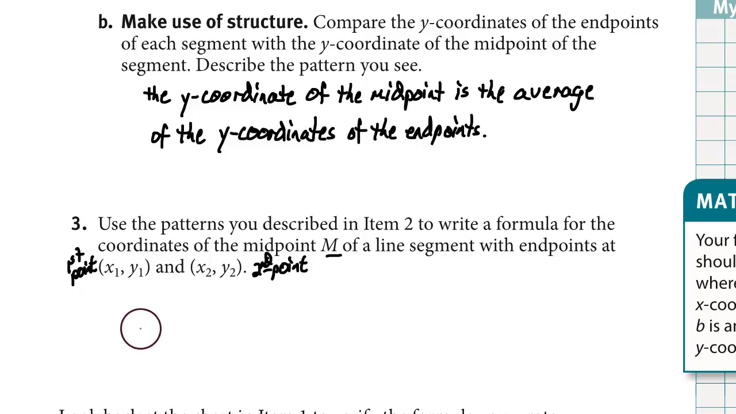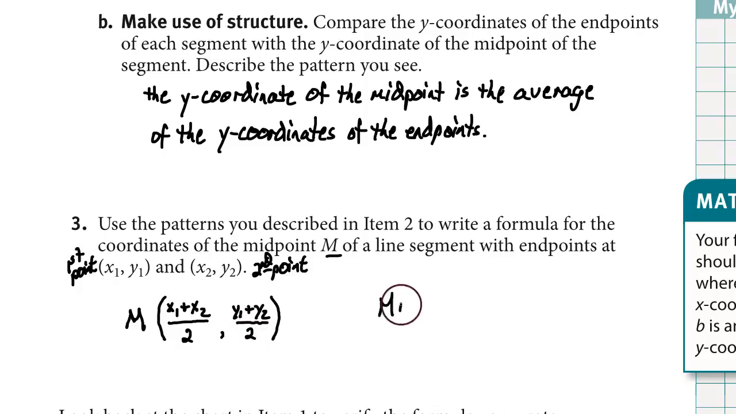Remember that our patterns that we described in words involved averaging. So here's what our formula will look like. If we want to find M, it's going to be an ordered pair. And to find the x-coordinate of this ordered pair, we want to average the x-coordinates of the endpoints. Add them together and divide by 2. Here's what that would look like in symbols. Comma. To find the y-coordinate of the midpoint, we want to average the y-coordinates of the endpoints. Add them together and divide by 2. This is called the midpoint formula.